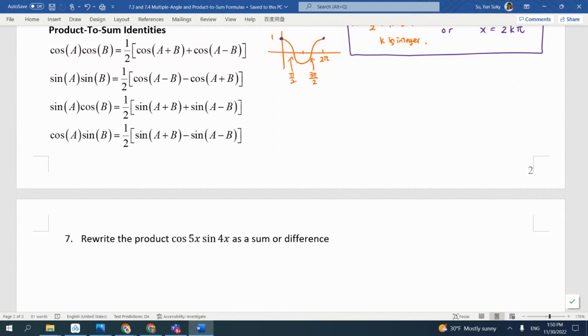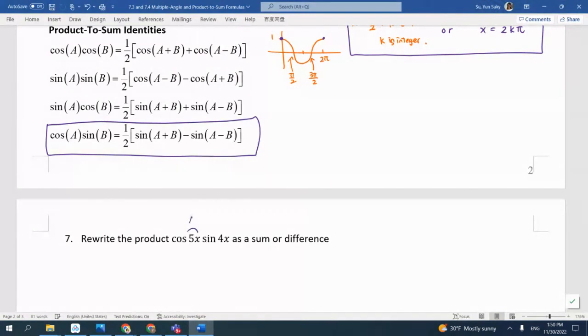All right. So we write the product cosine sine as a sum or difference. Maybe using this formula is more obvious, right? Or you can change this to be sine 4x times cosine 5x. Same thing. Okay, so let's use this formula. Now my A is 5x. My B is 4x. Yes, everybody?